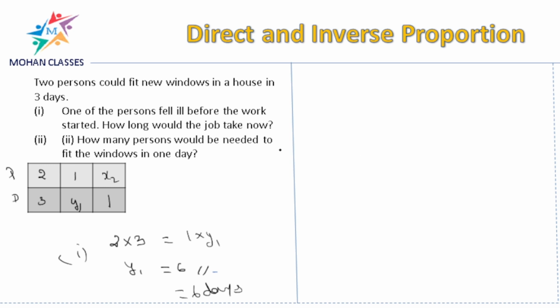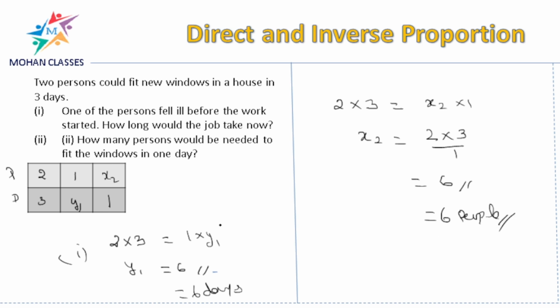So here, how many persons would be needed to complete the work? Here what is the ratio? 2 into 3 is equal to x2 into 1. They want to complete it in 1 day. Therefore x2 is equal to 2 into 3 divided by 1. Here also we are getting 6 people. So 6 people are required to complete the work in 1 day.